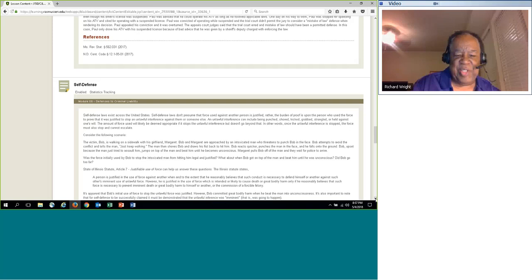So let's look at this scenario. I will give you in a minute the Illinois statute here. Bob is walking on the sidewalk with Margaret, and they're approached by a man who's drunk and threatens to punch Bob in the face. Bob tries to avoid the conflict and tells the man, just keep walking. The man shoves Bob and draws his fist back. Bob reacts quicker, punches the man in the face, and he falls onto the ground.